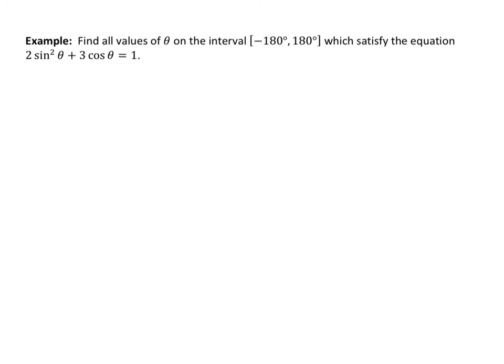So now we move on to our next example. We're being asked to find all values of theta on the interval from negative 180 degrees to positive 180 degrees, which satisfy the equation 2 sine squared theta plus 3 cosine theta equals 1.